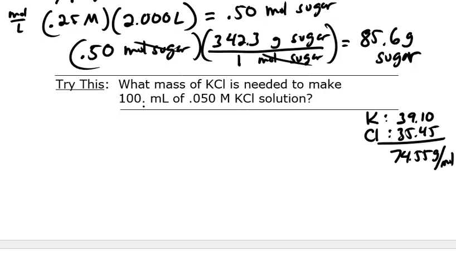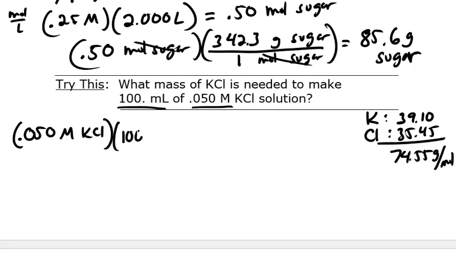But first, we're going to figure out the moles by multiplying molarity times volume. But remember, molarity is in liters, this is in milliliters. We have to keep that in mind. So we take molarity, we multiply it by volume, but that volume needs to be in liters, so we convert it.